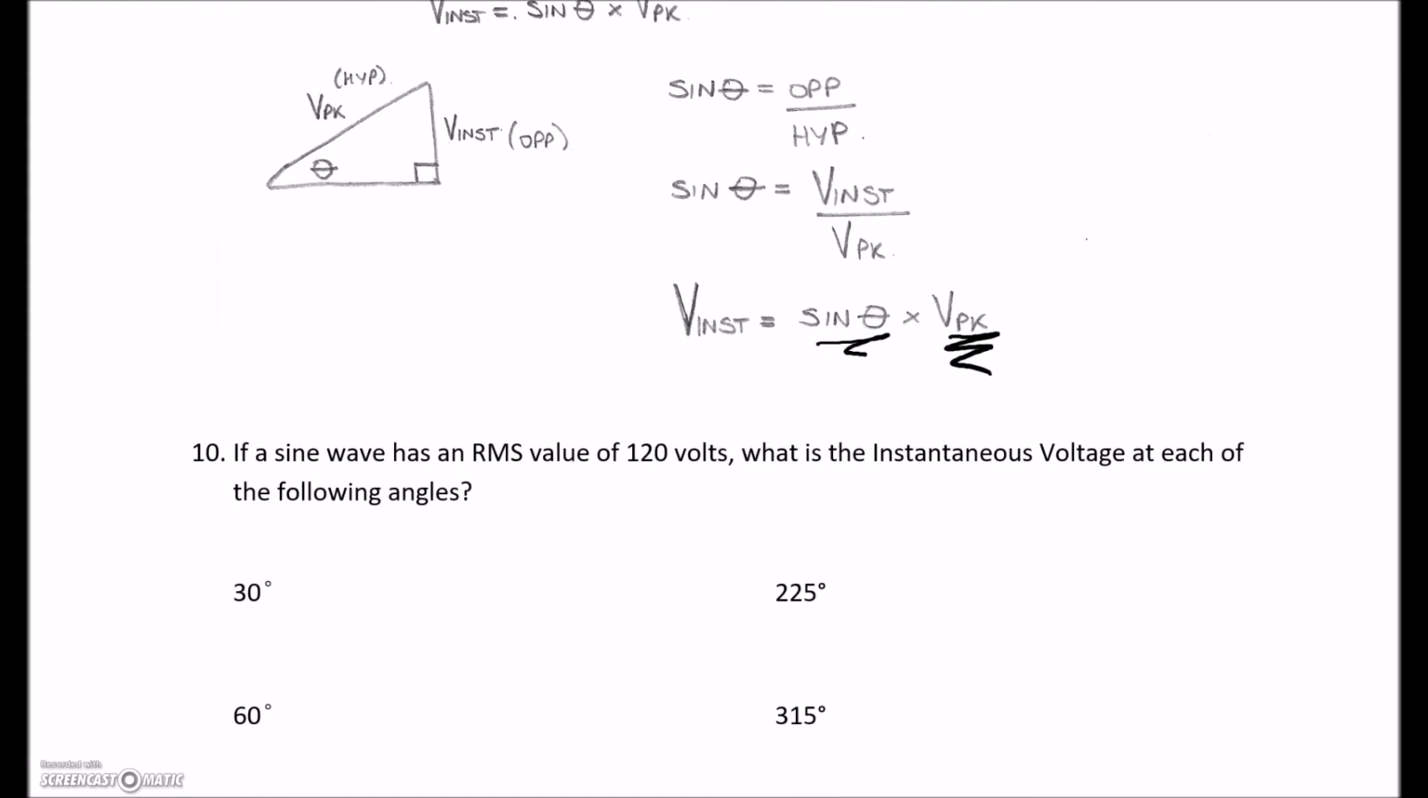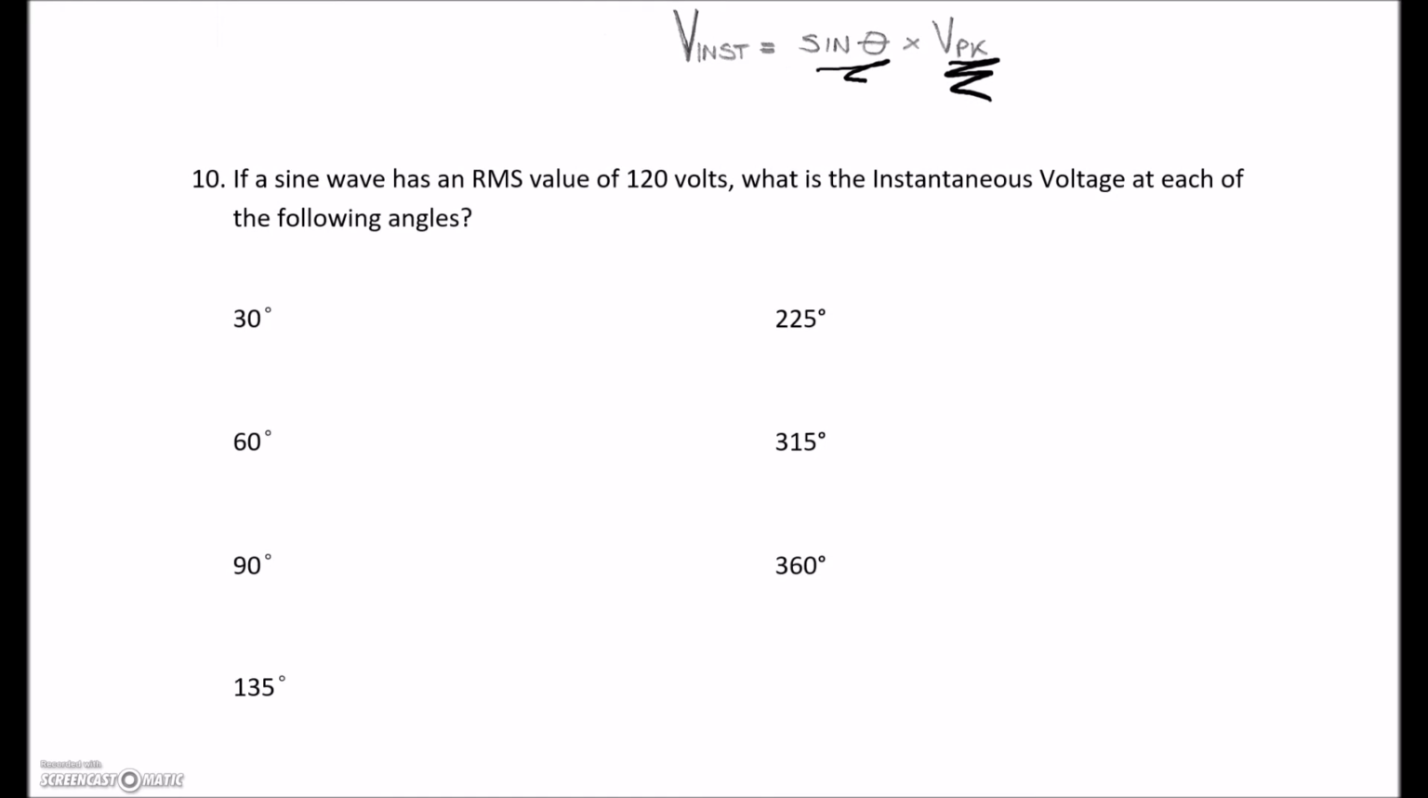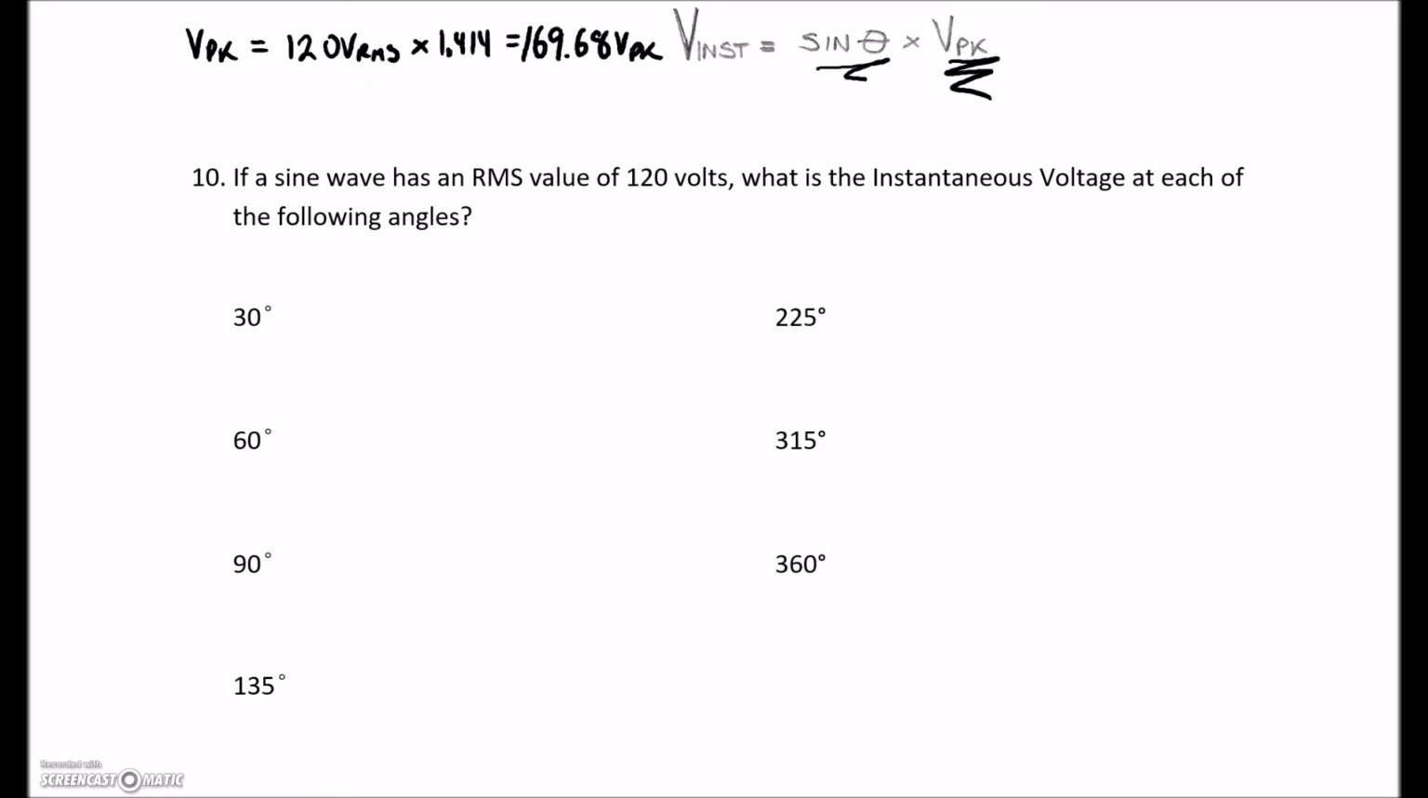If a sine wave has an RMS voltage of 120, what's the instantaneous voltage at each of the following angles? Okay, so we need to find our peak voltage first, right? So again, our V peak is going to be equal to our 120 volts RMS times 1.414, and we did that previously and we found that was 169.68. Okay, again, you may have divided by 0.707 and you get a slightly different value of 169.73.